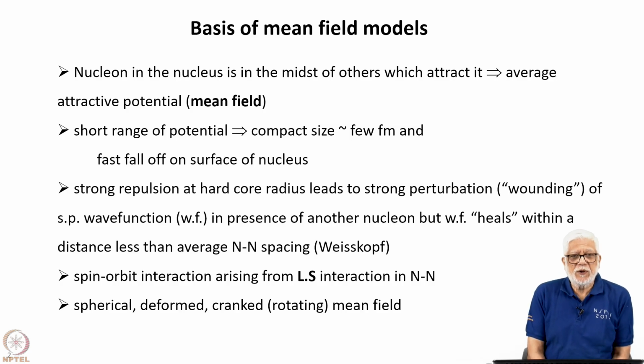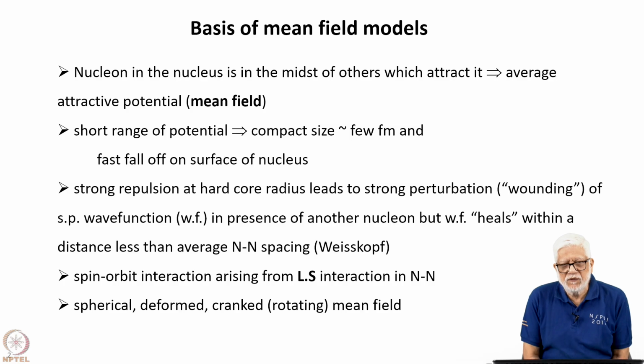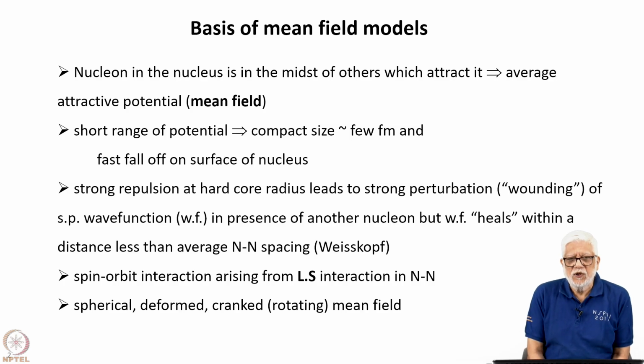Then there is also the spin orbit interaction, which arises from the L dot S interaction in the nucleon interaction. And of course, you can have this mean field be spherical, but it can also be deformed. It can also be a rotating mean field. So these are the variations of the original spherical mean field model that was used to explain properties of deformed nuclei, and to explain properties of nuclei which are rotating fast, which means high angular momentum nuclei, and so on.